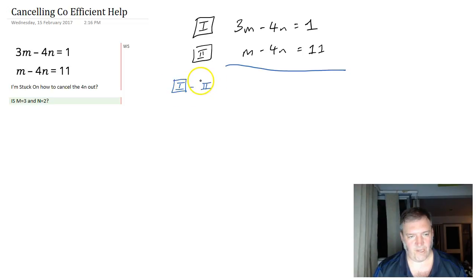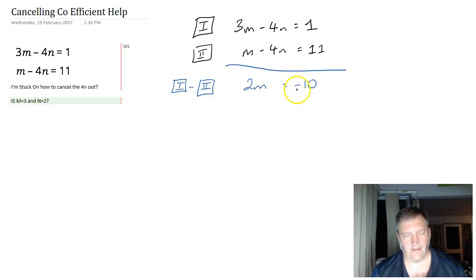What does that do for me? Well, 3m minus m leaves me with 2m. Negative 4n minus negative 4n, so minus negative becomes plus, doesn't it? Okay, so they cancel out, that's what we wanted. And 1 minus 11 is negative 10. Now it becomes pretty easy. We've got m equals negative 5.